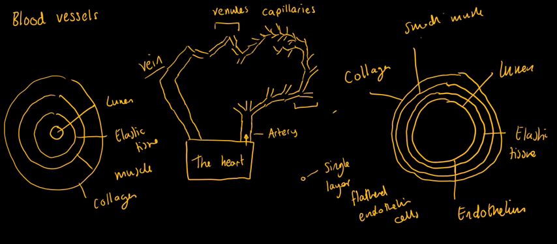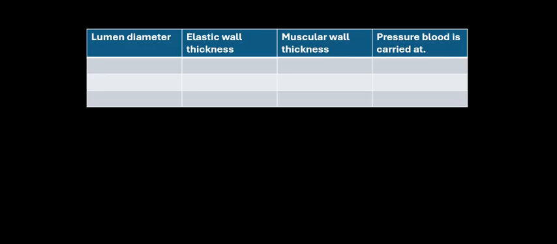Okay, so if we were to have a look at this table, what we're going to try and do is pause the video and rank first to third for our various different columns. So lumen size or lumen diameter, artery, veins, capillaries, elastic wall thickness, muscular wall thickness, and pressure blood is carried out. So pause the video and just have a go at this.